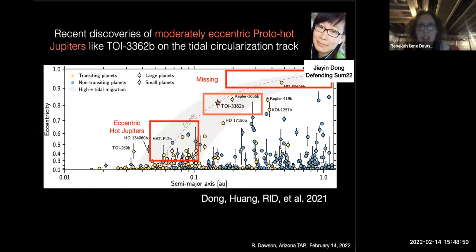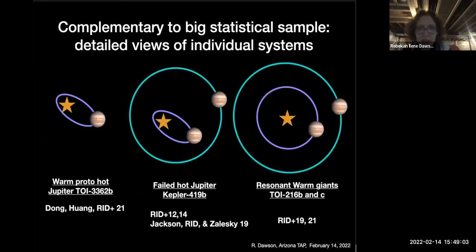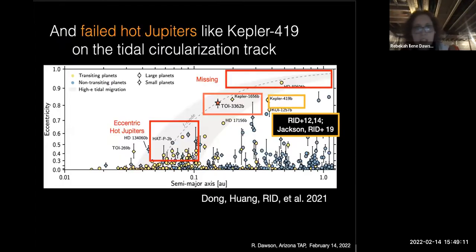So I'll go back to what this might be telling us in a moment, but I next want to talk about another piece of the puzzle, which is Kepler 419b, the failed hot Jupiter. So this is a planet that also has an eccentricity of about 0.8, but it's out on a 70-day orbital period, and it's not eccentric enough to be getting close enough to the star for tidal circularization, we think.